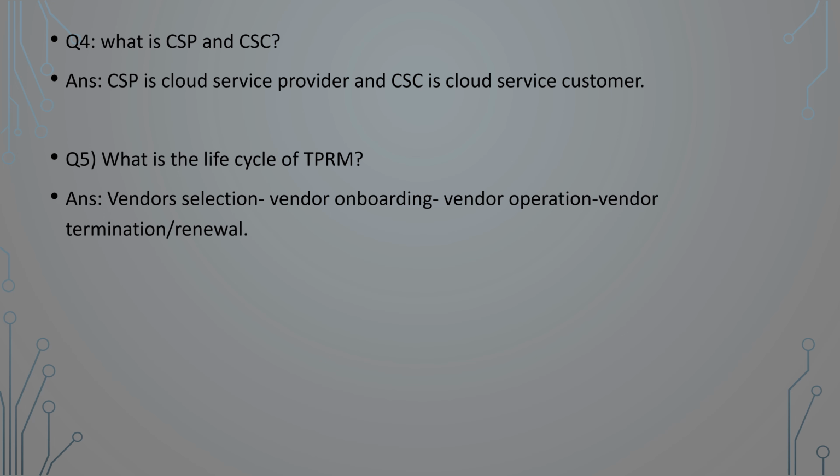Next question is, what is the life cycle of TPRM? TPRM is third party risk management. The first phase of TPRM is vendor selection. Second is the onboarding of vendors. Third is the operation of vendors. Next are vendor renewal and vendor termination, guys. If you want to learn more about TPRM, I have already published more details about third party risk management. I will provide the link in the description tab. You can refer to that description as well for more details.